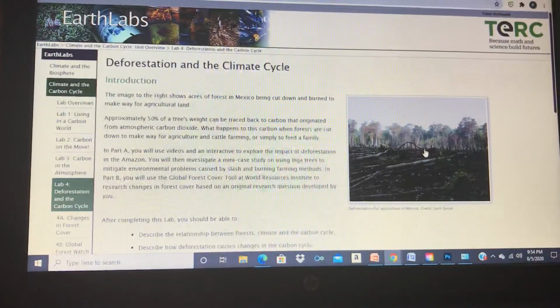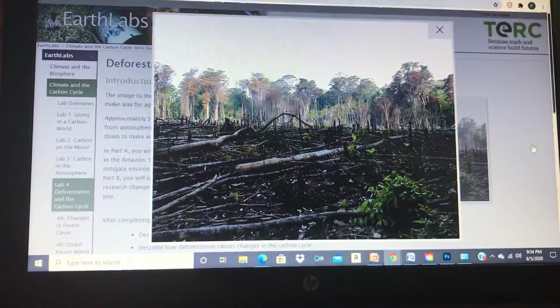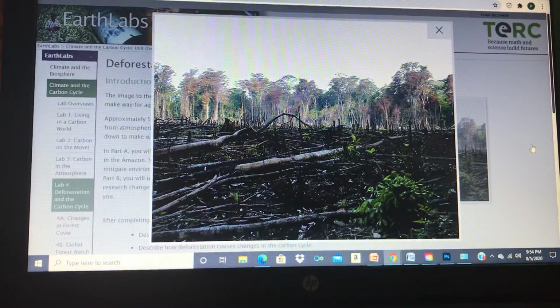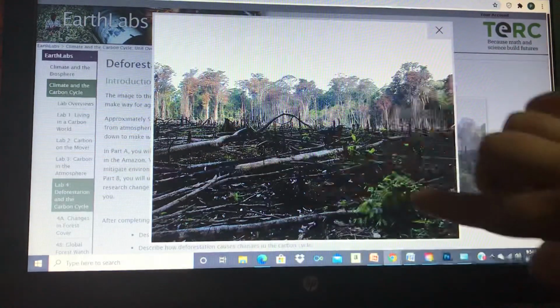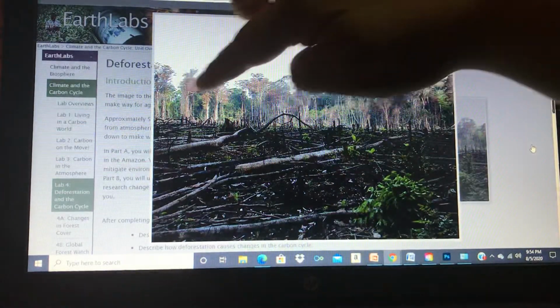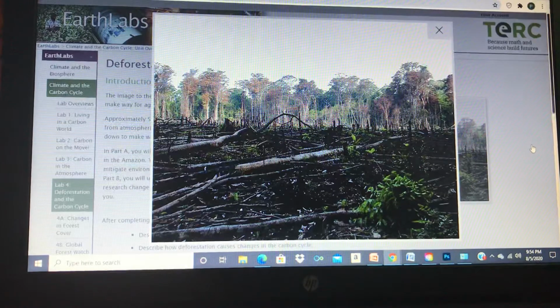So we're going to click on this picture because I want you to look at this picture. This is a picture that shows some deforestation. So I want you to examine this image. You can see that all of these trees here have been cut down and there's still some back there that they could be used later for deforestation, but you can see that the process has started right here.